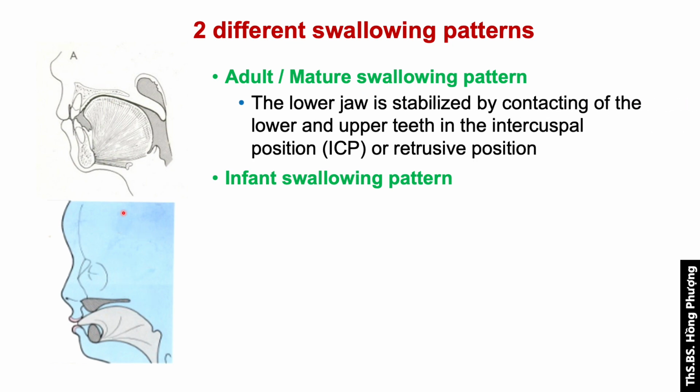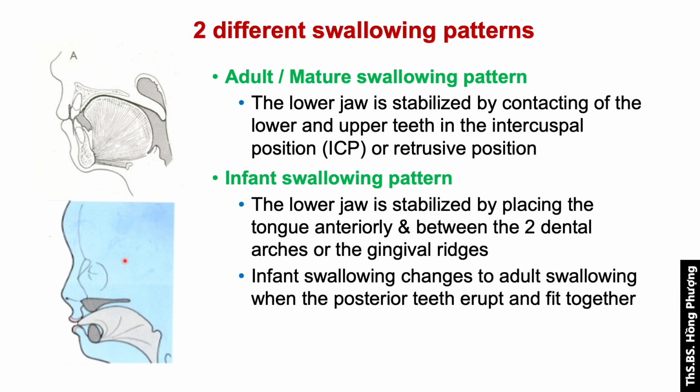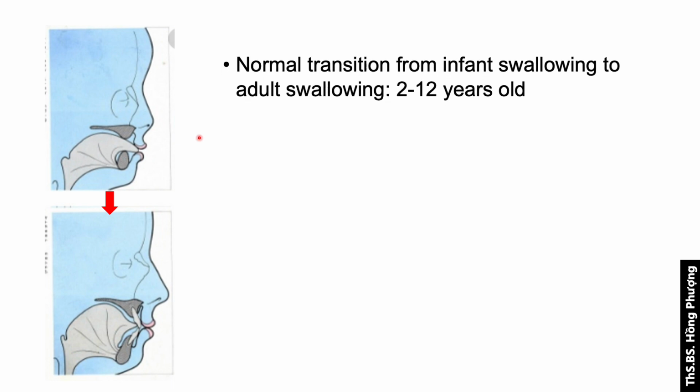In the adult or mature swallowing pattern, the lower jaw is stabilized by contact of the lower and upper teeth in the intercuspal position or retruded position. But with the infant swallowing pattern, the lower jaw is stabilized by placing the tongue anteriorly between the two dental arcs or gingival ridges. The infant swallowing changes to adult swallowing when the posterior teeth erupt and fit together. The normal transition from infant swallowing to adult swallowing occurs at about 2 to 12 years old.